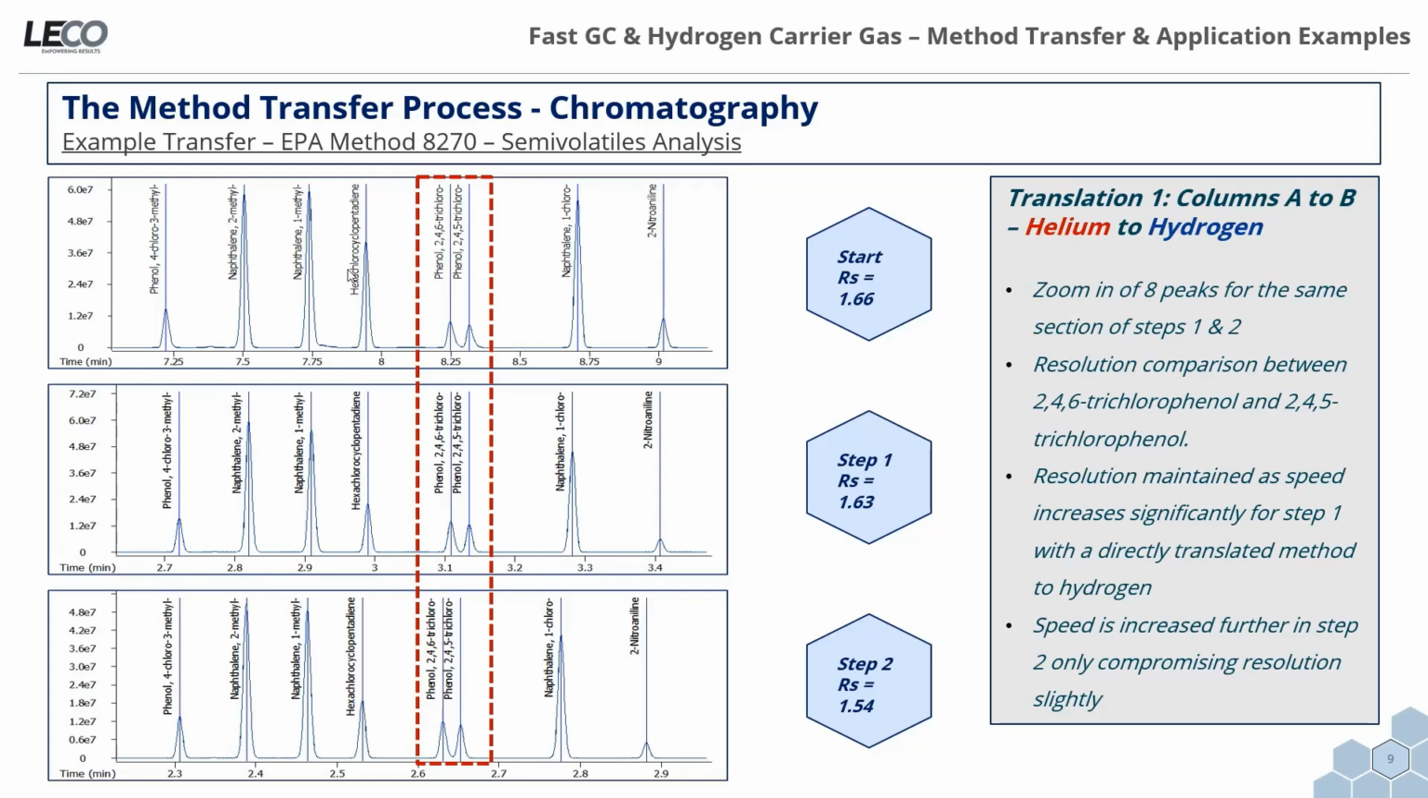semi-volatiles. And you can see that with 246 and 245 trichlorophenol, the resolution in the starting method is 1.66, and then we've gone to 1.63, the direct translation, and then with the fast translation, 1.54. So you increase speed significantly by a factor of 3, but the compromise in resolution is very small.